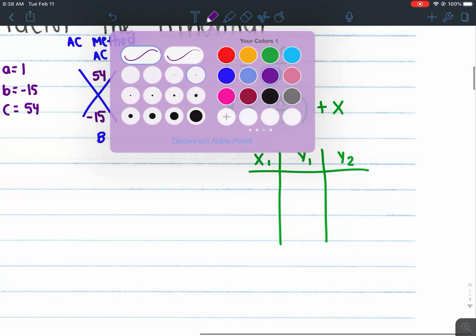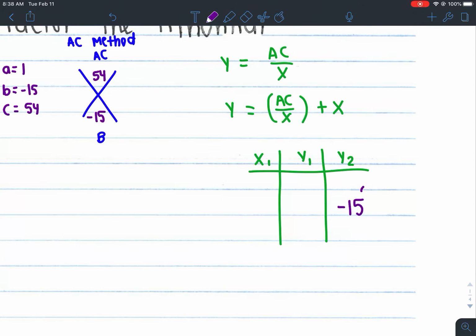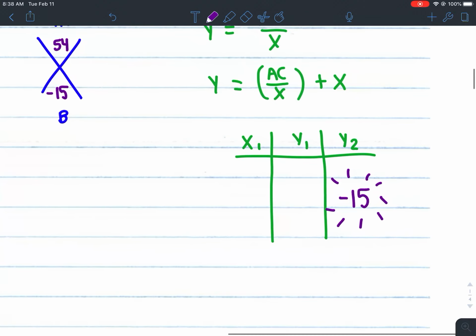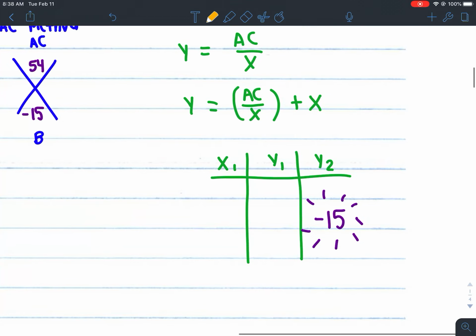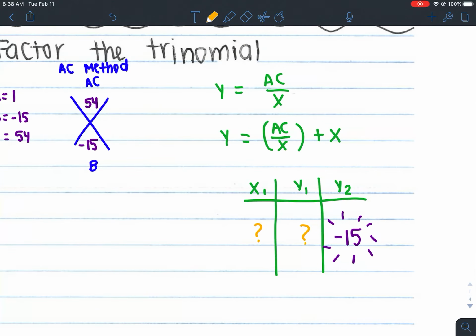Your goal is to try to find negative 15 in the y2 column, and that's typically going to be our red column. So we're looking for it in the y2 column, and we're trying to find those 2 numbers that add to negative 15 but multiply to 54. So again, we're going to type in AC in our calculator and the y equals. Now notice that AC here is 54.